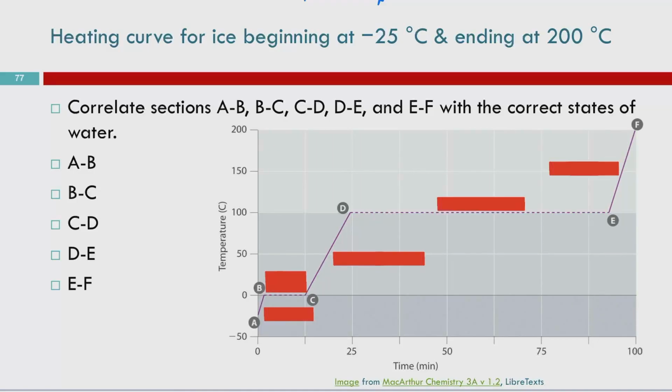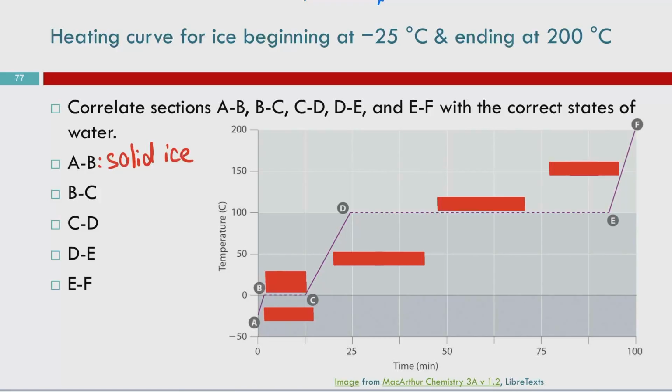Let's start with A to B. What states of matter might we have between A and B? We're starting at minus 25 degrees Celsius, going up to 0 degrees Celsius. What state of matter exists there? Solid. We would have ice. Are there any other states of matter that we would have in significant amounts at that temperature? No, probably not. It would just be solid, ice.